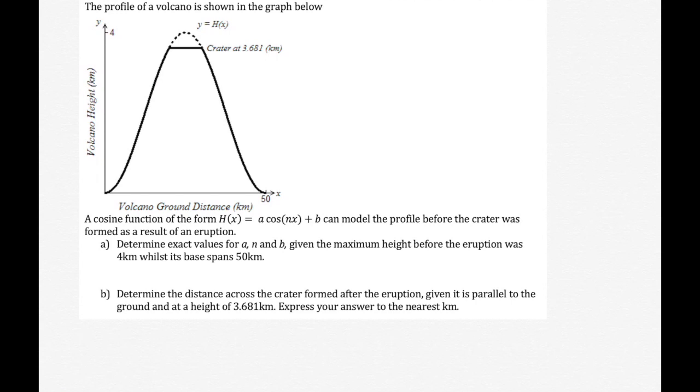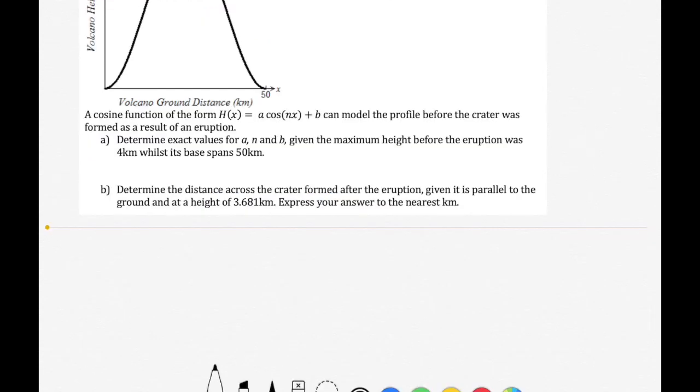That's a cos graph. Obviously it's been truncated a little bit, something's happened to it, but the general form of the cos line is shown as the dotted line at the top. Question A says determine the exact values for A, N, and B, given the maximum height before the eruption was 4 kilometers, while its base spans 50 kilometers. So there's a few things going on here, but you should notice immediately that it's telling us in the template that it's A cos nx plus B. There is no constant, which means there's no horizontal translation. We don't have to determine that.